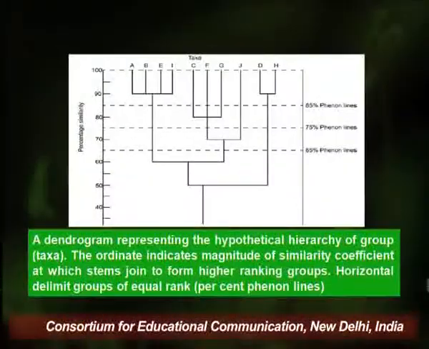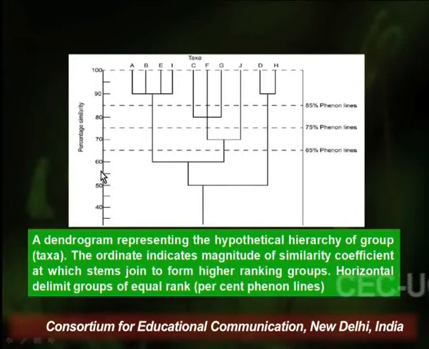Now this slide shows a dendrogram representing a hypothetical hierarchy of groups or taxa. On the left side is the percentage of similarity, and a dendrogram is plotted based on the similarity of the taxa. Groups having more similarity have a higher percentage coefficient, and they stem up according to the similarity in the form of different taxa, and these are the phenon lines.